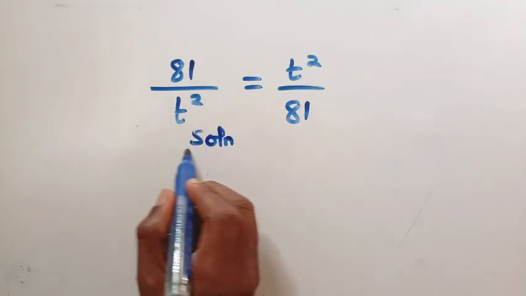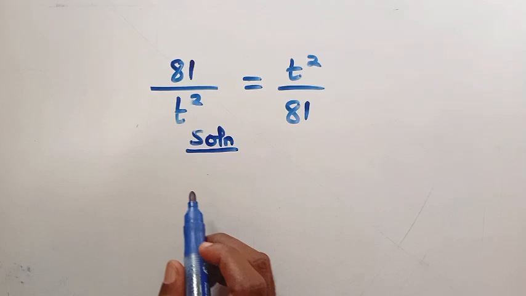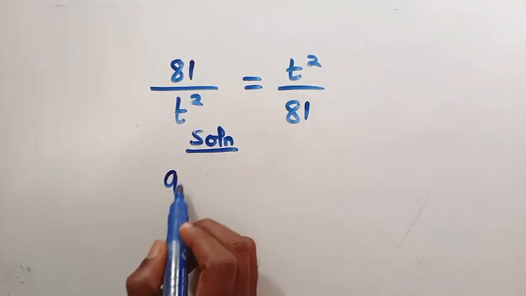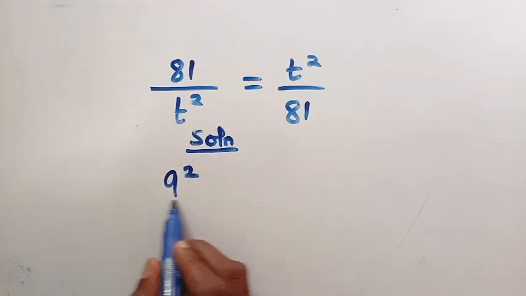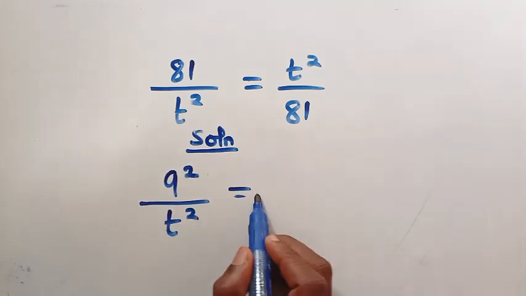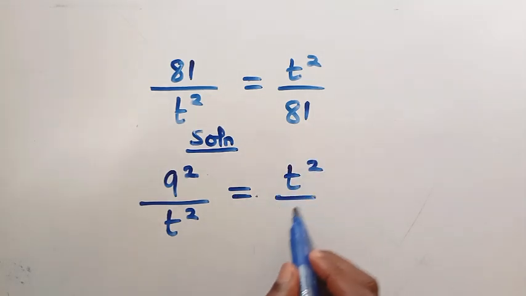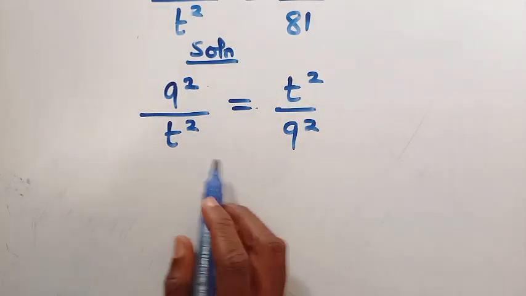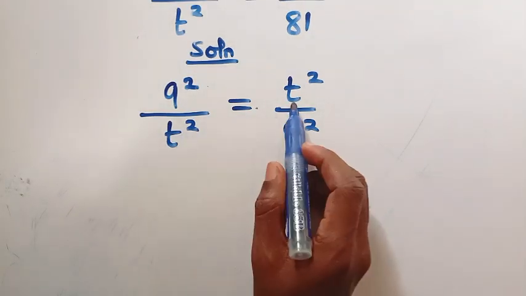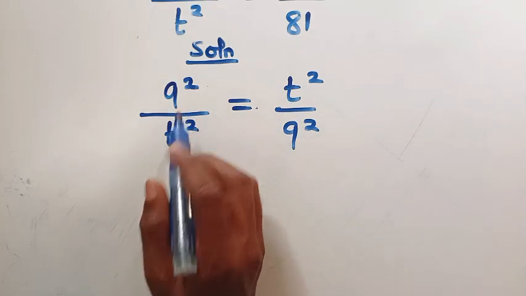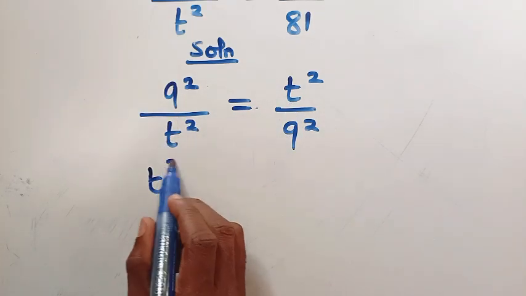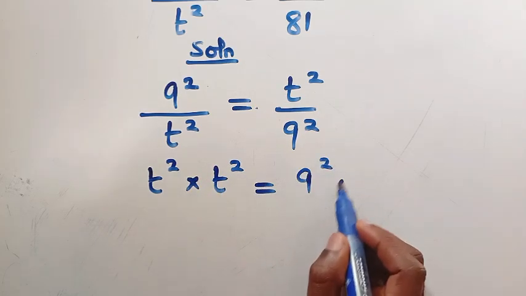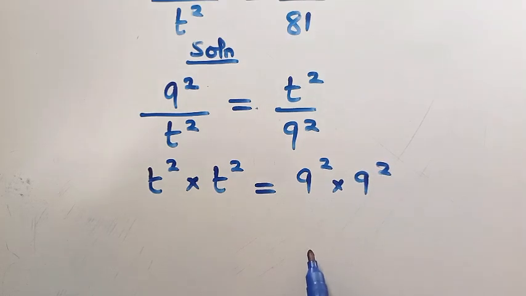Let's find the solution. In the first step, if I write 81 as 9 raised to power 2, that is 81 divided by t squared equals t squared divided by 9 raised to power of 2. Then by cross multiplying, we multiply t squared by t squared and 9 squared by 9 squared. So this gives us t squared multiplied by t squared equals 9 squared multiplied by 9 squared.